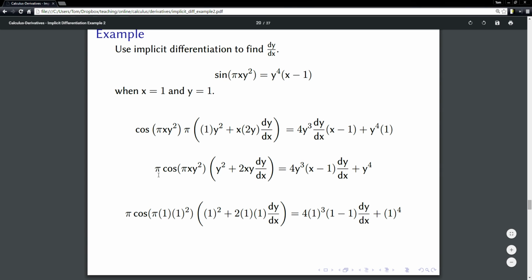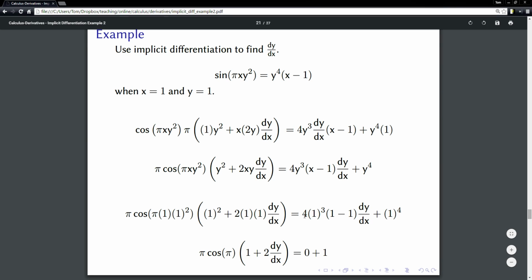So it looks kind of bad at first, but what I do is just everywhere where I see an x, I plug in a 1. Everywhere I see a y, I also plug in the 1 because that's the two numbers that they gave me. So I plug those in the appropriate spots. And then I just start simplifying that out. Okay, so I'm going to have this pi out in front. If I simplify here, I just have cosine pi on the inside of this. 1 squared is 1. 2 times 1 times 1 is 2.